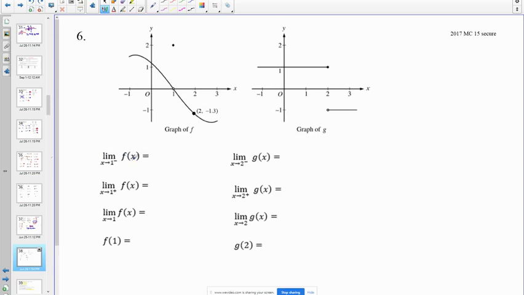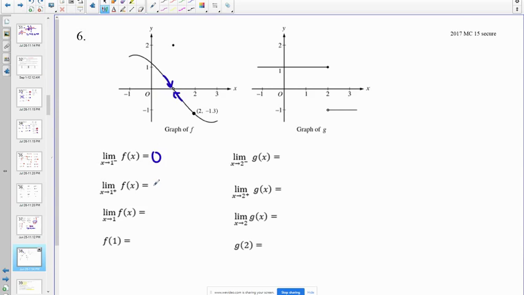The limit of f of x as x approaches 1 from the left. Okay, so I'm going to go 1 from the left here. This is a limit problem. I'm going to ignore this up here, because this is not 1 from the left. This doesn't apply when I'm looking at limits. So the answer here is going to be 0.